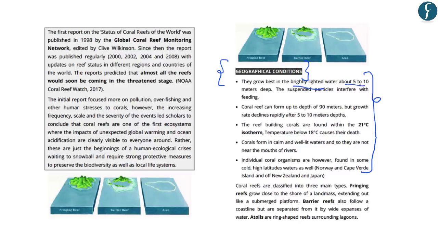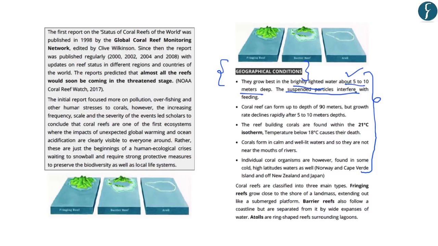For example, these coral reefs are known to grow best in brightly lit water which is about 5 to 10 meters deep. As we know, the sea level can keep on changing, and if that happens, this ideal condition of depth of 5 to 10 meters of water can be impacted. Further, suspended particles interfere with the feeding. So the requirement for coral reef growth is that there should be sediment-free water.